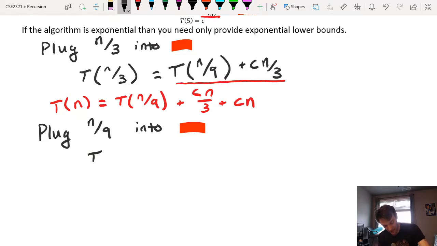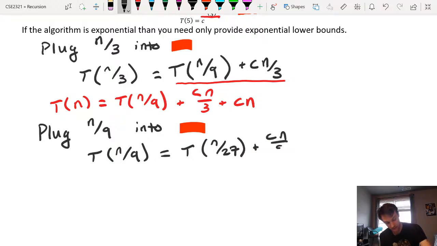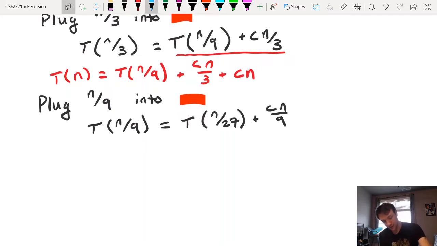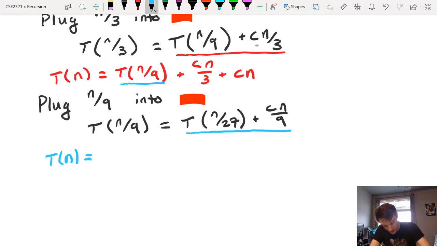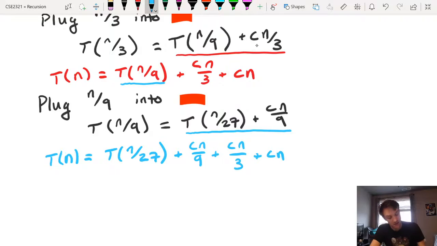So that gives us t of n over 9 on the left-hand side is equal to t of n over 9 over 3, which is n over 27, plus cn over 9. Plugging that in, we're going to replace n over 9 with the right-hand side here that I just underlined in light blue. So let's make that substitution. We get t of n is equal to t of n over 27 plus cn over 9 plus cn over 3 plus cn. Notice we need to keep the cn over 3 and the cn from the other equation.